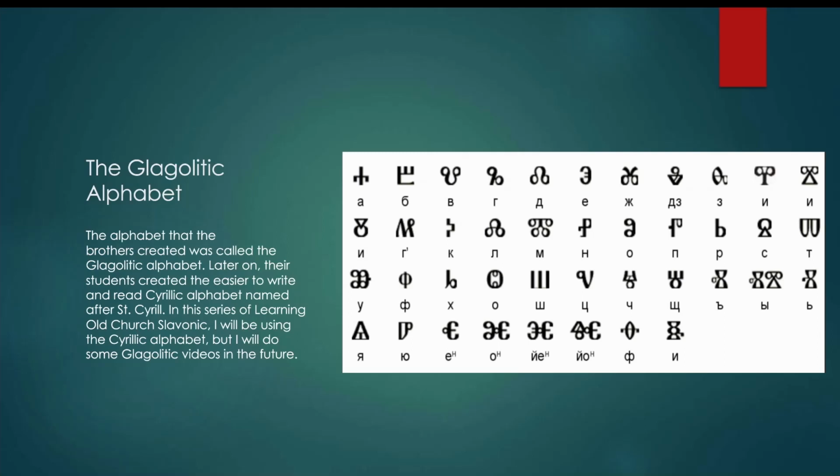The Glagolitic alphabet. The alphabet that the brothers created was called the Glagolitic alphabet. Later on, their students created the easier to write and read Cyrillic alphabet, named after St. Cyril. In this series of learning Old Church Slavonic, I will be using the Cyrillic alphabet, but I will do some Glagolitic videos in the future.